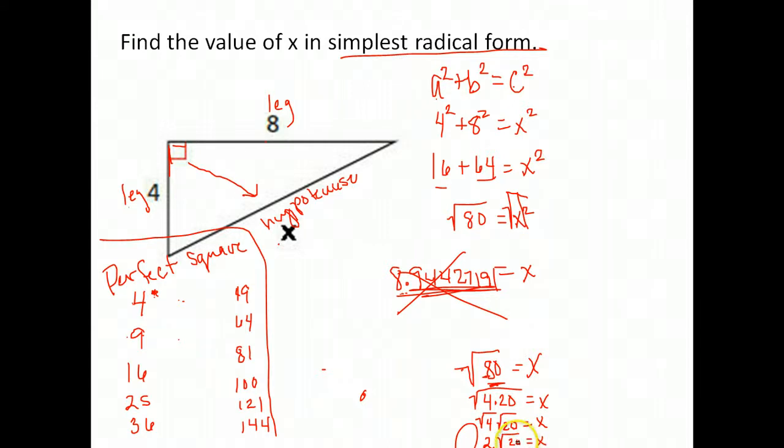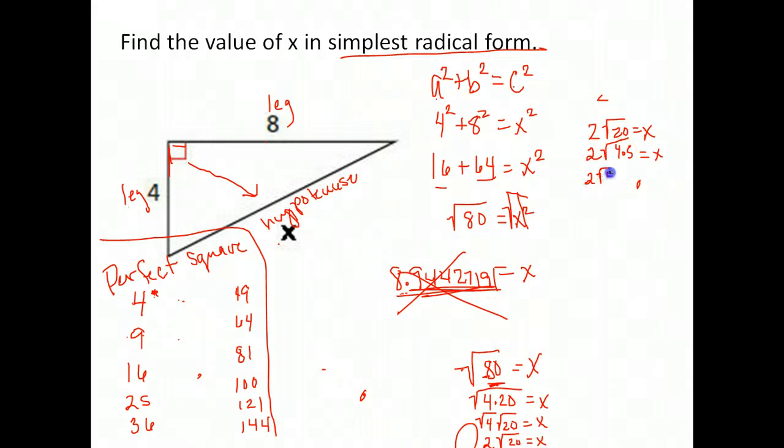And then I want to reevaluate my answer. So now I have the answer x is equal to 2 times the square root of 20. Am I simplified as far as I can, or can I break 20 down again? Did I miss something beforehand and a bigger number went into it? And if you look at 20, notice 4 goes into 20, and 4 is one of my perfect squares. So I can break this down again. Again, it's 4 times 5.